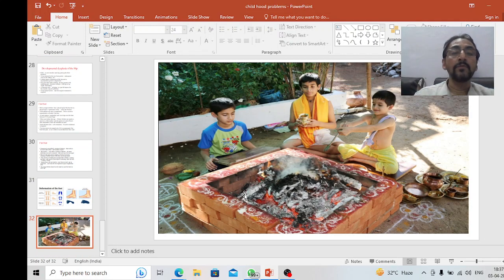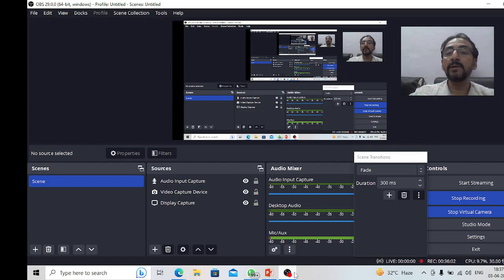So these are some of the very common developmental or orthopedic problems during the developmental stage of the children. So we have seen bow legs, then knock knees, then we have seen the club foot, then we have seen the developmental dysplasia of the hip, and then we have seen the flat foot.